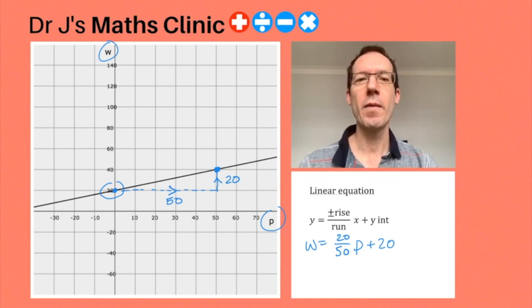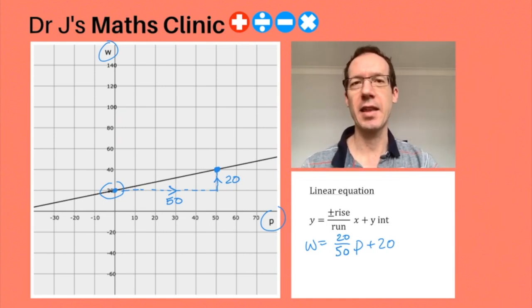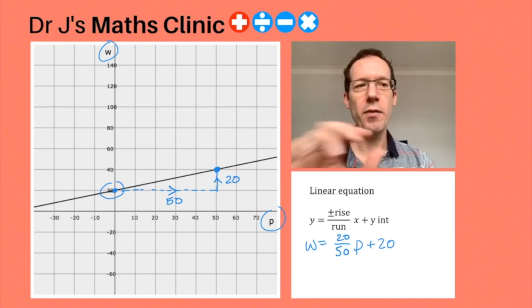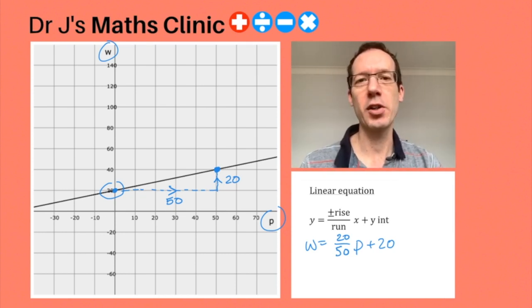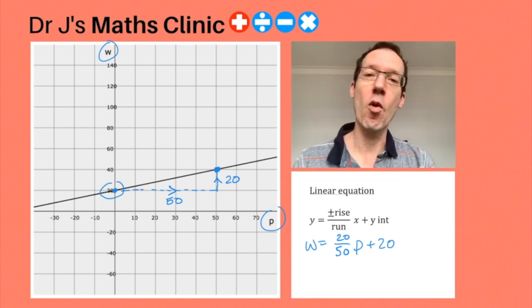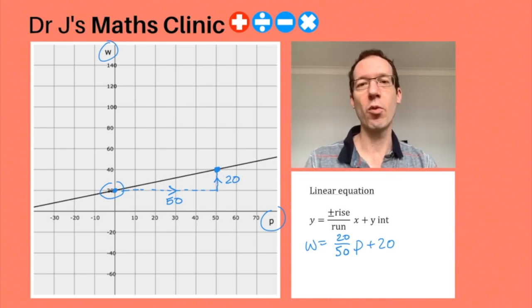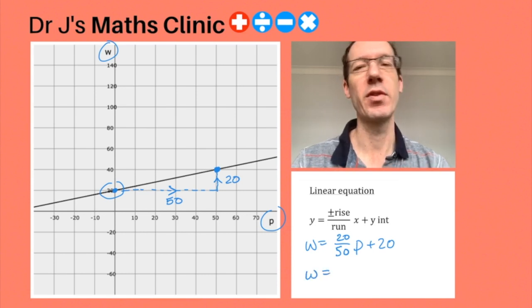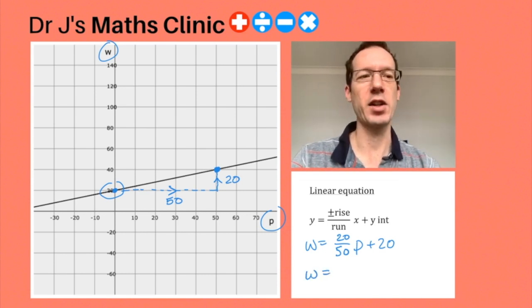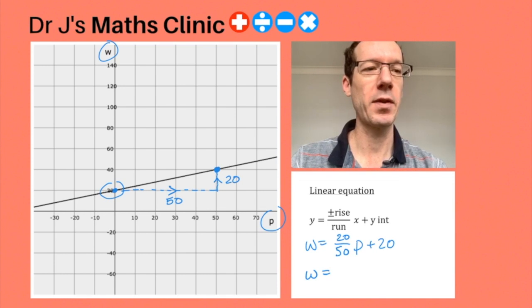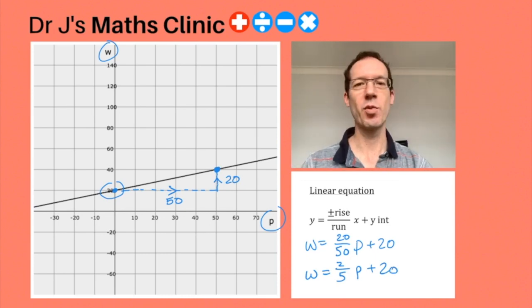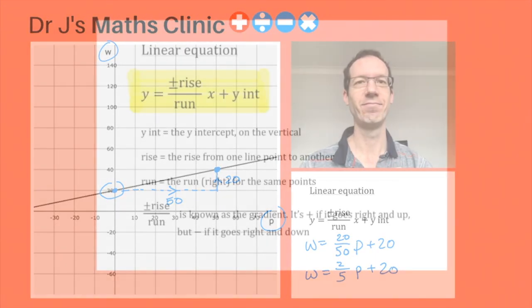Just like before, that's a perfectly good answer just like that. But you can make it simpler, and I would. 20 over 50 becomes a nicer fraction, 2 over 5, or if you prefer, it's a decimal, 0.4. Just do it on your calculator if you're not sure. Last time I did it as a decimal, this time I think I'll do it as a fraction just to be different. So 20 over 50, that's the same as 2 over 5, p plus 20. Simple as that, all done.